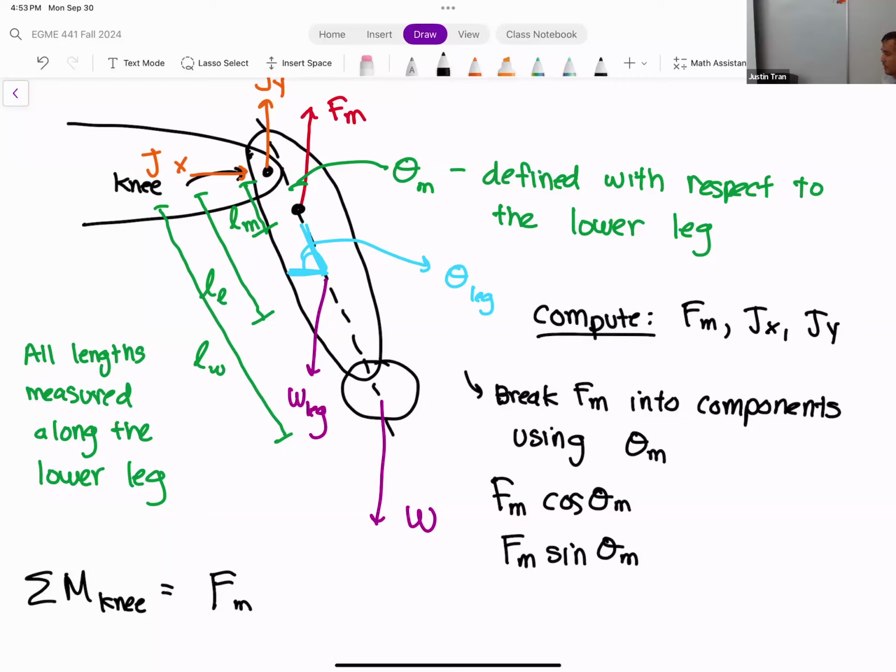But because theta m here is the angle between the force vector and the lower leg, one of these components is going to be completely parallel to that lower leg and drive itself directly into the knee joint. That component is going to be Fm cosine theta m, whereas Fm sine theta m is going to be perpendicular to the lower leg.